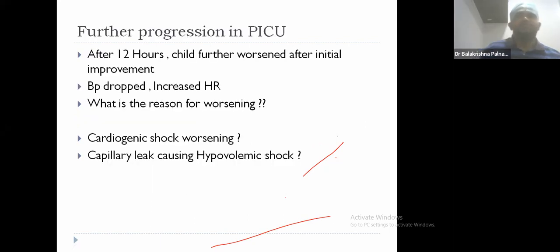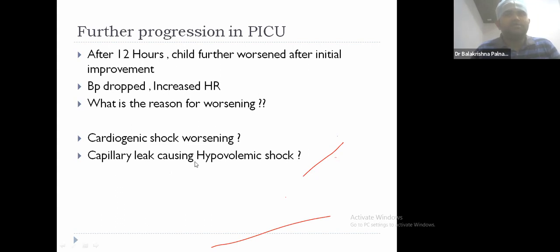Further progression: after 12 hours, the child worsened again after the initial improvement. BP dropped and there was an increase in the heart rate. So we did everything correctly. We corrected hypovolemic shock, we corrected cardiogenic shock, we thought inotrope selection was wrong, we corrected acidosis, everything we did correctly. But why was there again a drop in the BP and an increase in the heart rate? What do you think the reason for the worsening could be?